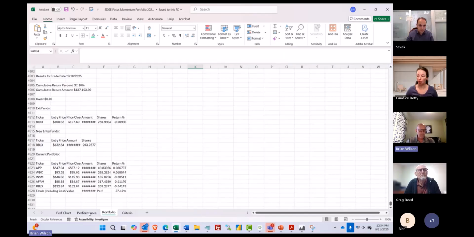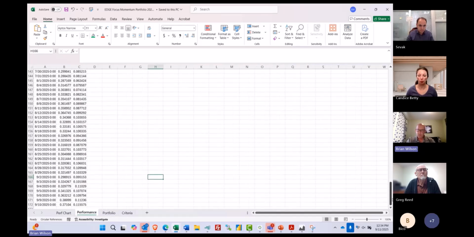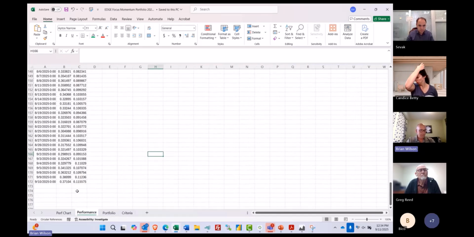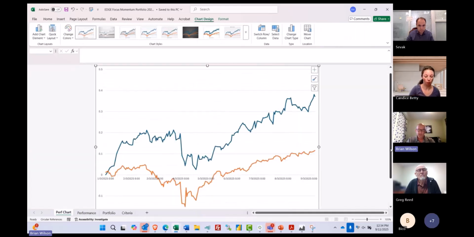If we look at the performance over time, right now the portfolio is up about 37% versus the S&P 500 at about 11.5%. And this is what the performance chart looks like. So even when the market has been performing worse, it's held in there during those rough stretches. We did have a period recently where we lost a little bit of ground, but we've been regaining that during the last few days.